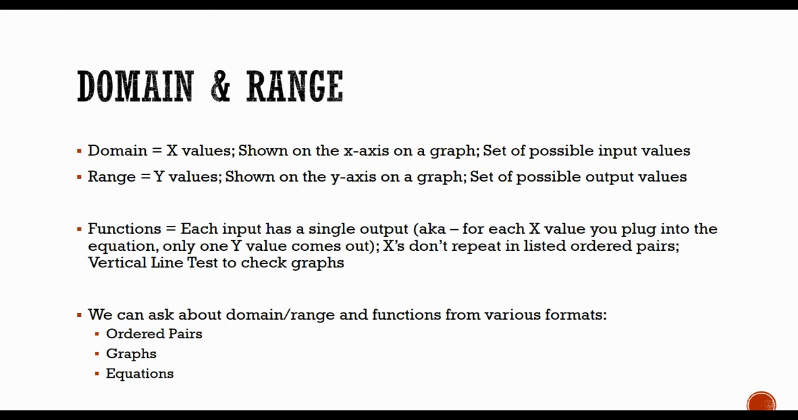So for functions, each input has a single output. In other words, when you put an x into the equation, you're only going to get one y value to come out. If you get more than one y value to come out, then it's not a function. So the definition of a function is one thing in, one thing out. Now, if you're looking at a list of ordered pairs, you're also looking to see where x's don't repeat. It's the same idea, one x in, one y out.